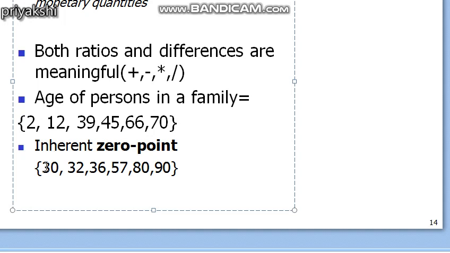There is a concept of inherent 0 point here. If I add a 0 value, I can say that this particular candidate has scored 0. The meaning is that he was absent in the exam, or whatever he has written in the examination was all wrong. So there is an inherent 0 point in case of ratio scale variable. I hope you are able to understand what is ratio scale variable and interval scale variable. In the next class we will be studying about discrete and continuous variables.